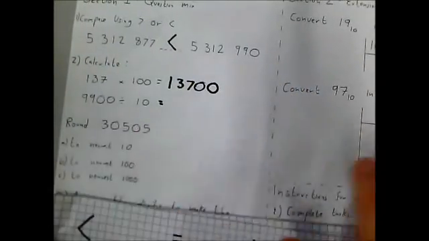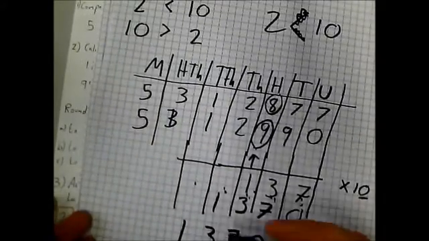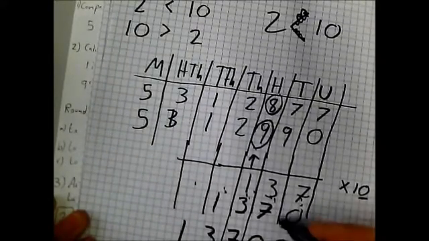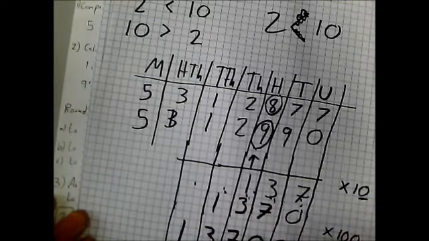Okay, this one we've got 9,900 divided by 10. So in my place value table, I'm going to put my 9,900.